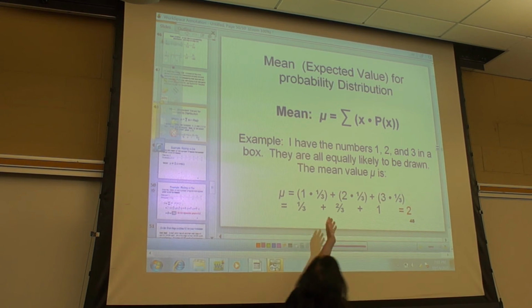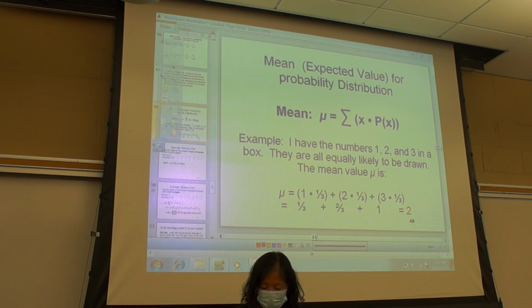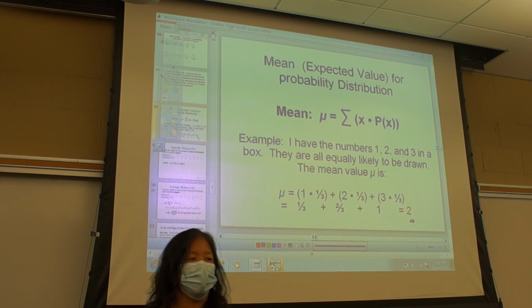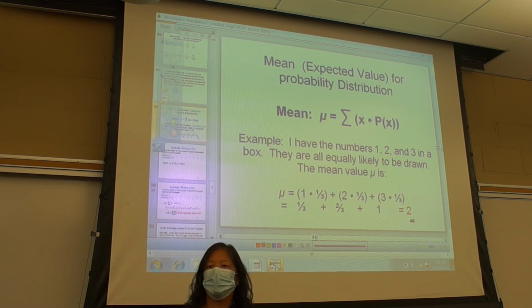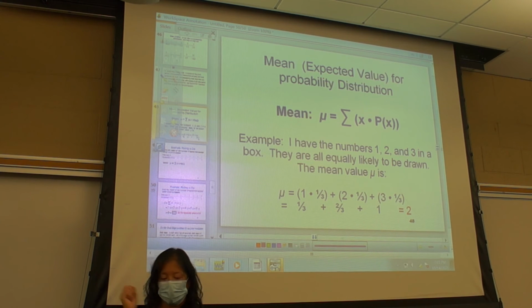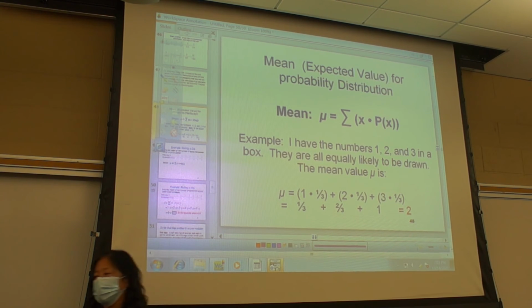So for example, I have a box. In this box are the numbers 1, 2, and 3. I draw a number, I put it back, I write it down. I draw another number, I write it down, put it back. I do this over and over again. On average, if I add up all those numbers and average them, what will I end up getting?